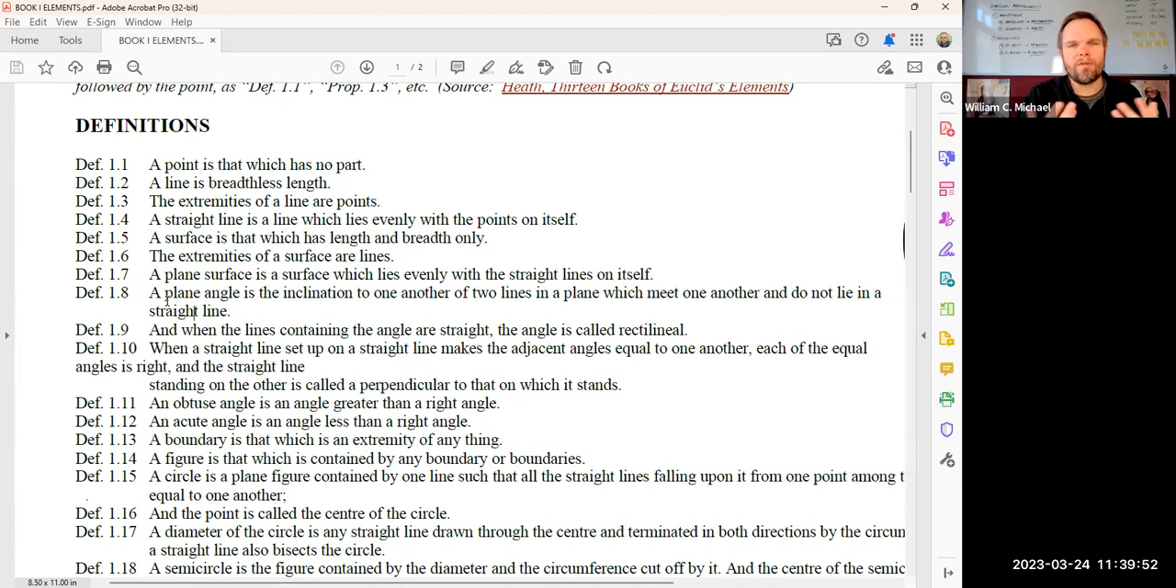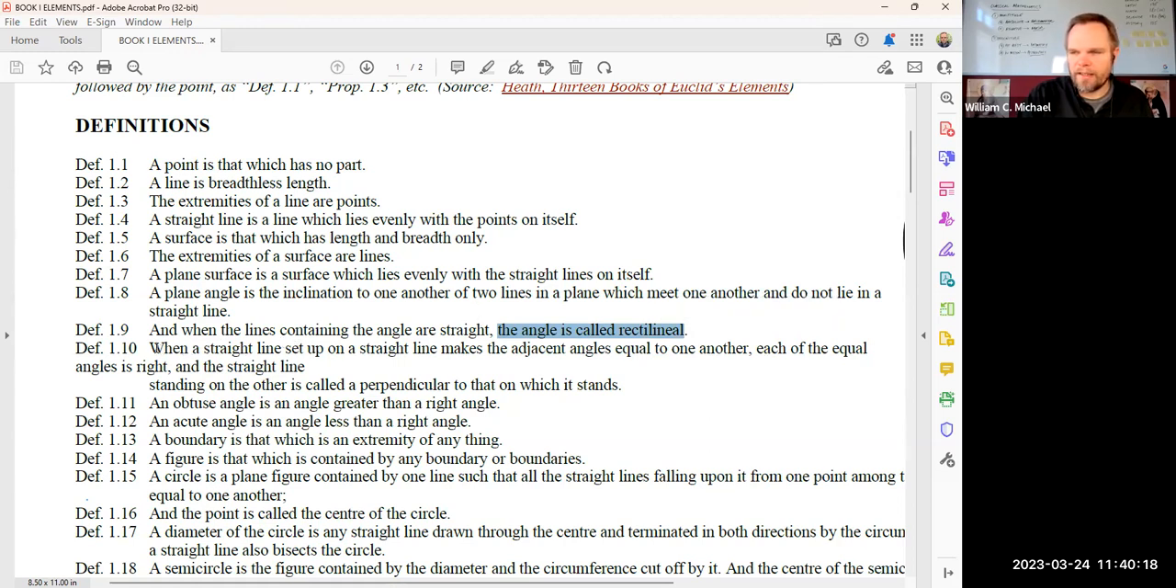Okay, so we've got this new concept, an angle, where these two lines connect. Definition 9, when the lines containing the angle are straight, so if the lines are straight lines and they come together to form an angle, then the angle is called rectilineal, an angle made of straight lines. Okay, that's definition 9, a rectilineal angle.